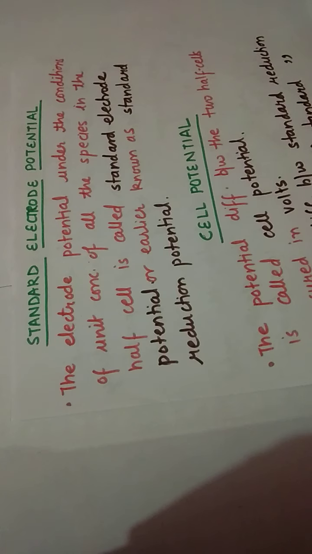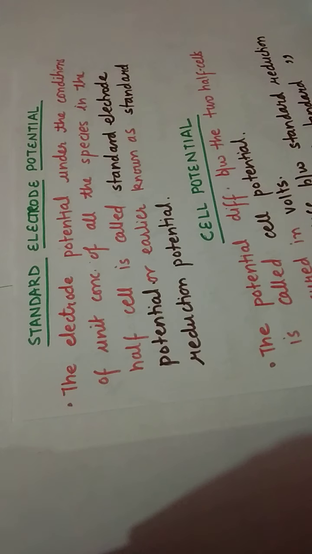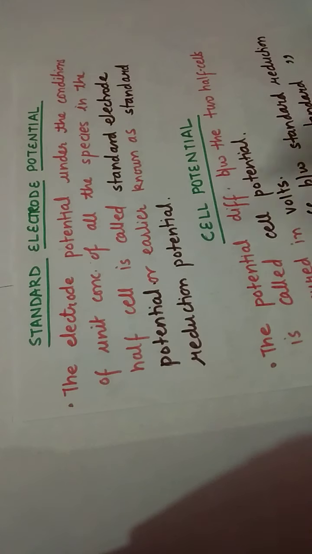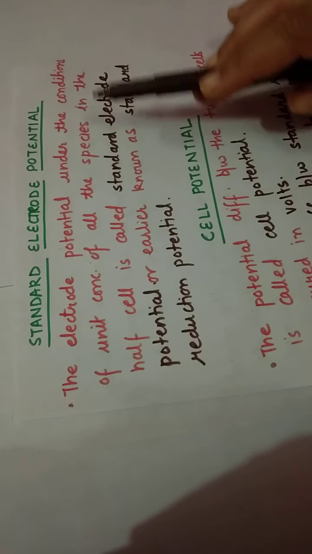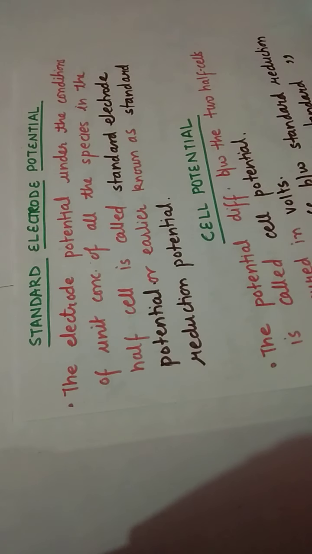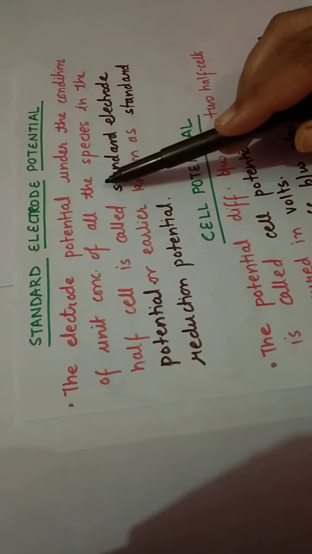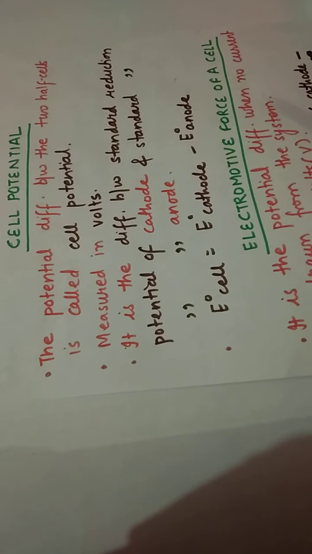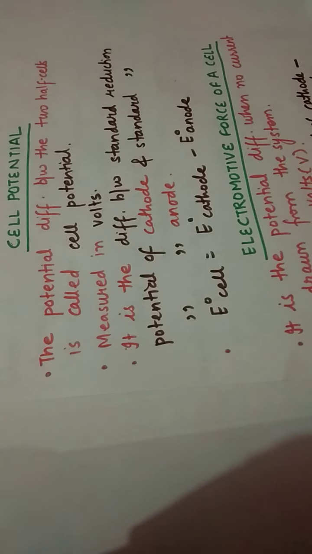This standard electrode potential, earlier we used to call it standard reduction potential. So what is the definition of standard electrode potential? It is the electrode potential under the condition of unit concentration of all the species in the half cell. Children, I have told you here the species are the ions Zn2+ and Cu2+ in case of the Daniell cell. Now the next term is cell potential.